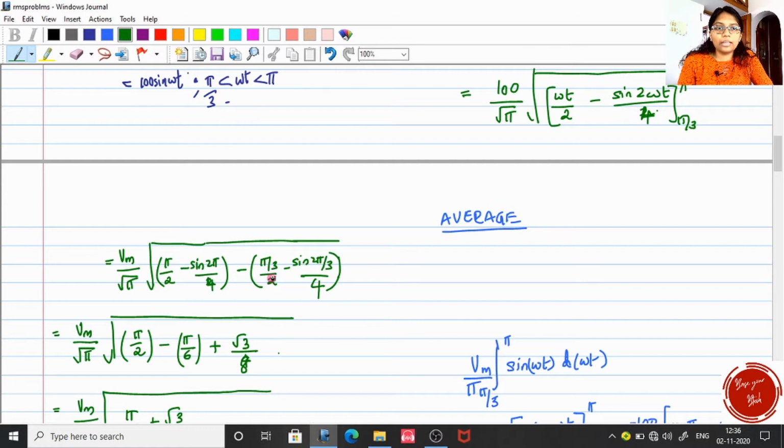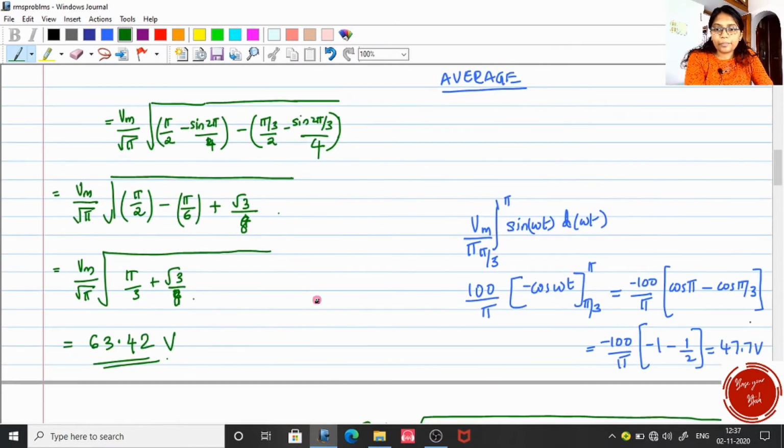So pi by 3 by 2 minus sin 2 pi by 3 divided by 4. Okay. So sin n pi is equal to 0. So we have pi by 2 minus 0 minus pi by 3 by 2 is pi by 6, and minus into minus is plus. Now sin 2 pi by 3 is sin 120 degree actually, which means pi by 3 is 60 degree, 60 into 2, 120.